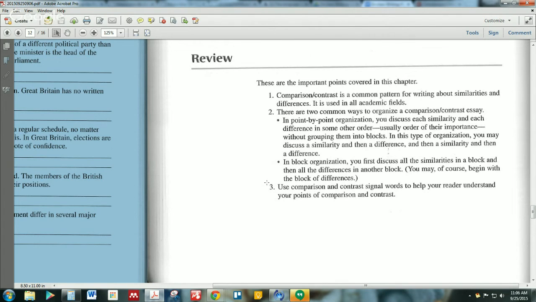And 3, use comparison and contrast signal words to help your reader understand your points of comparison and contrast. So by using the language, it'll make it much more clear to your reader that you're comparing and contrasting, just like a good outline will.